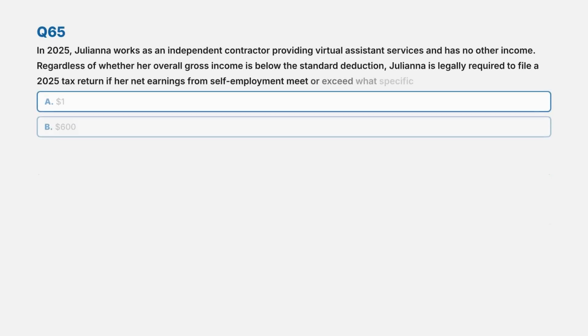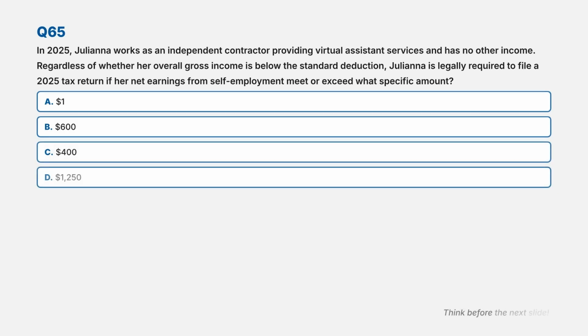Question 65. Here's the scenario. In 2025, Juliana works as an independent contractor, providing virtual assistant services and has no other income. Regardless of whether her overall gross income is below the standard deduction, Juliana is legally required to file a 2025 tax return if her net earnings from self employment meet or exceed what specific amount? A. $1, B. $600, C. $400, D. $1,250.